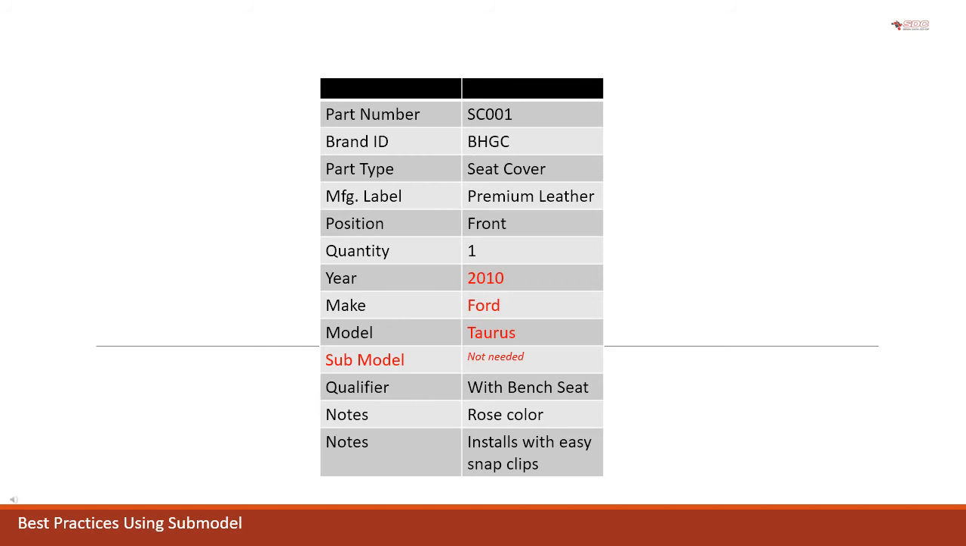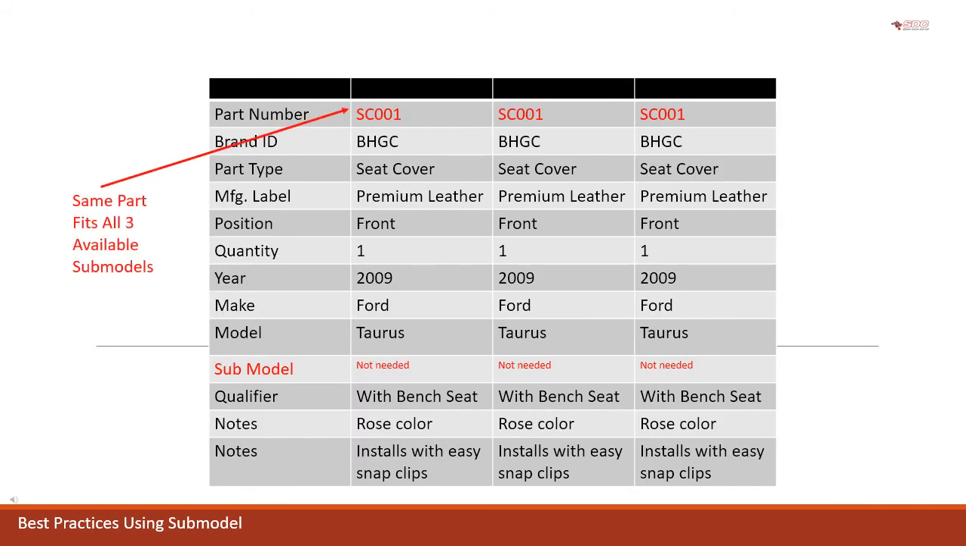Then the other one was if your part fits all three submodels. So back to this 2009 Ford Taurus example. If your part number were the same for the Limited, the SE, and the SEL, you would not need to map at the submodel level in this case. You would just leave it out of your application completely. You would not need to call them out explicitly.